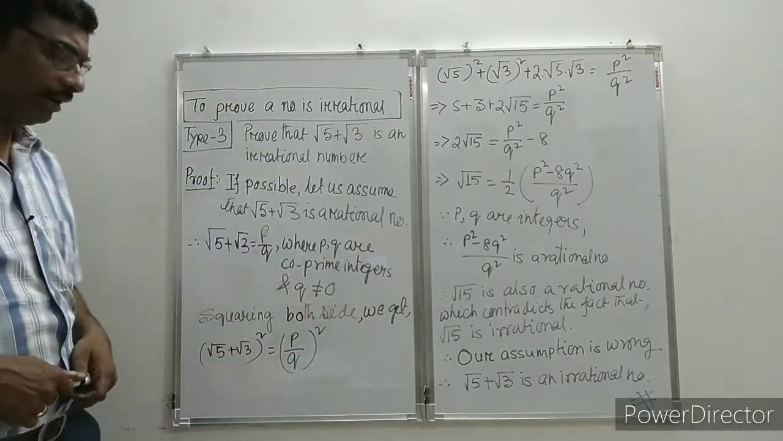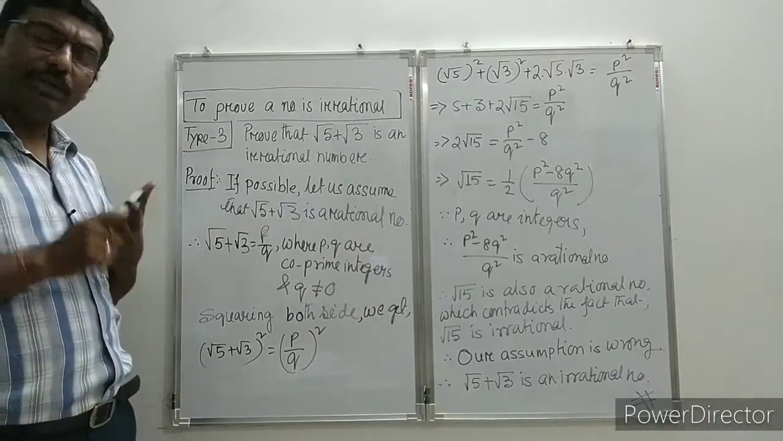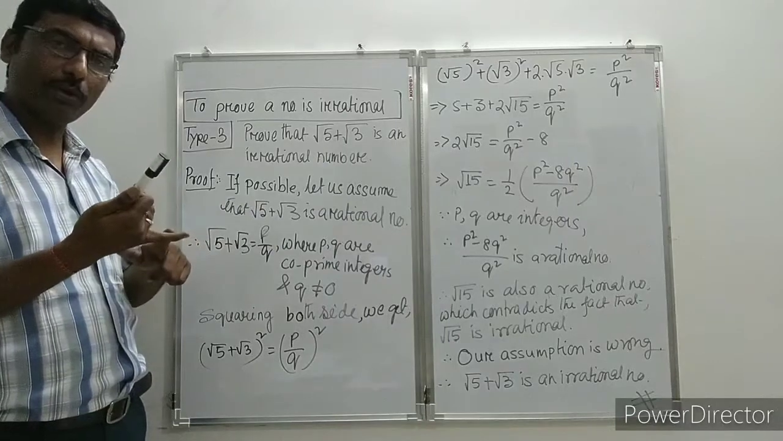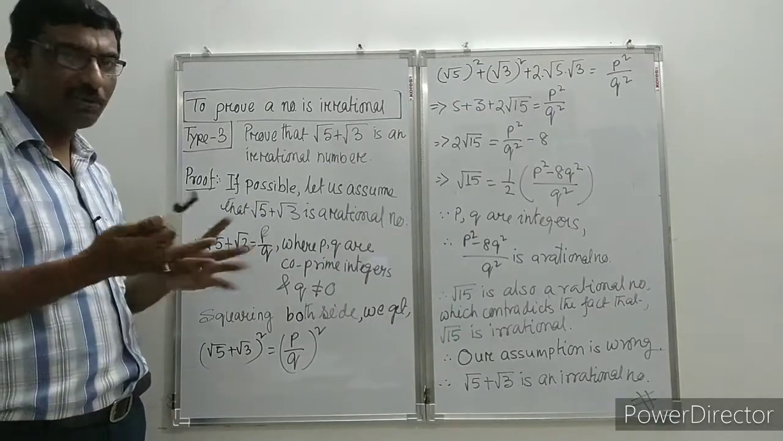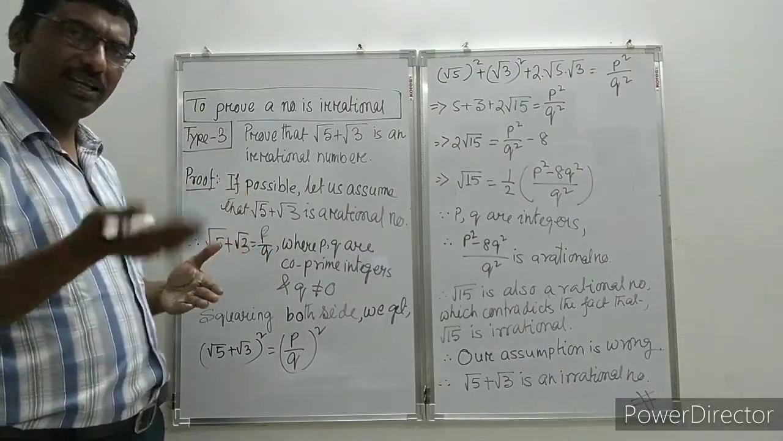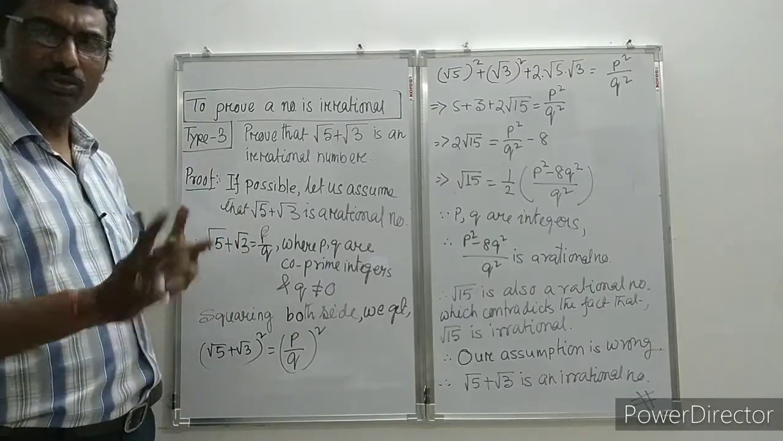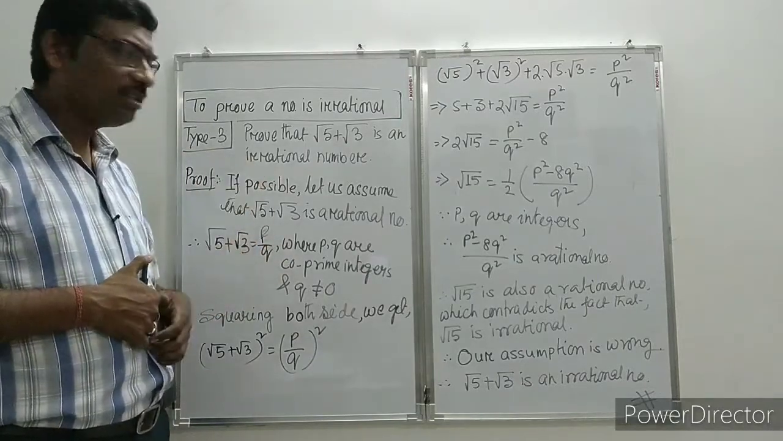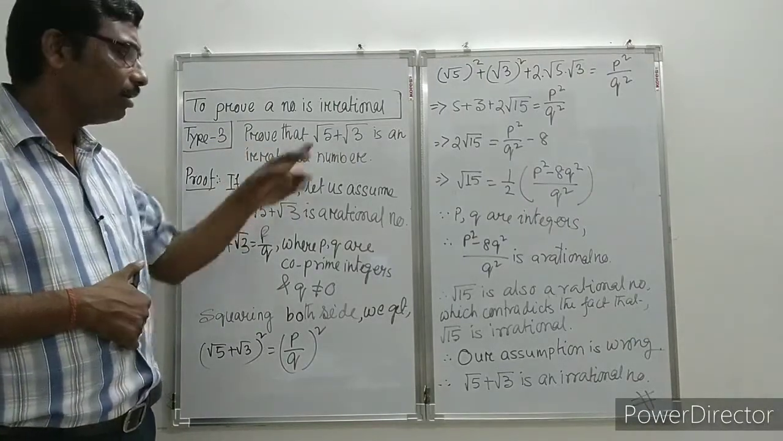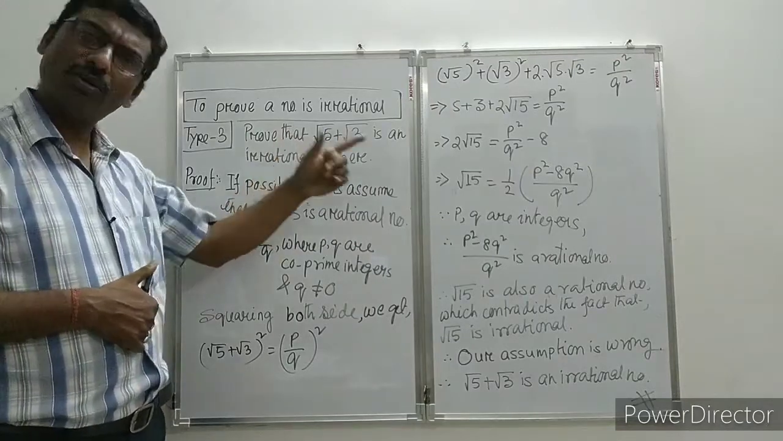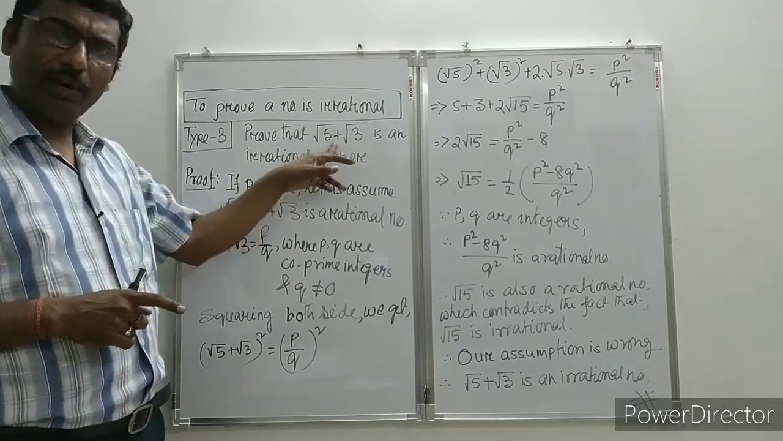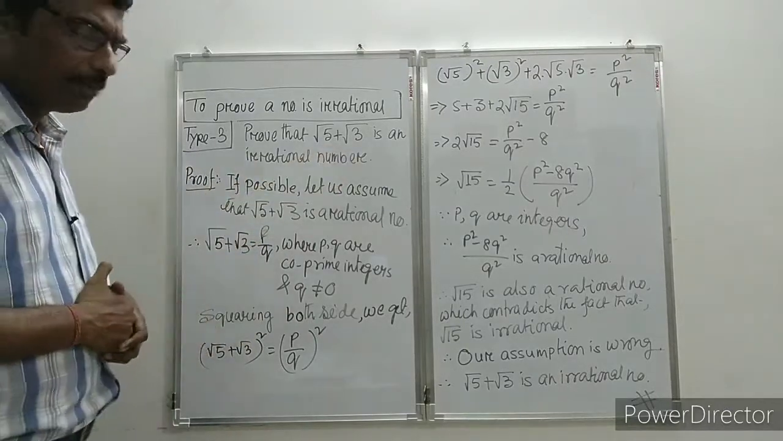Now the third pattern. What is the pattern? In the first pattern, what we got? A single irrational number: root 2, root 3, 1 by root 2, 1 by root 3, root 5, root 7, like this way. In the second pattern, what we got? The combination of rational and irrational number: 5 plus root 2, 5 minus root 3, in this way. And the third pattern is both the numbers are irrational. Here one example we have taken, root 5 plus root 3. It may be plus or minus, any number. That means a combination of two irrational numbers, separated by a plus or negative sign.